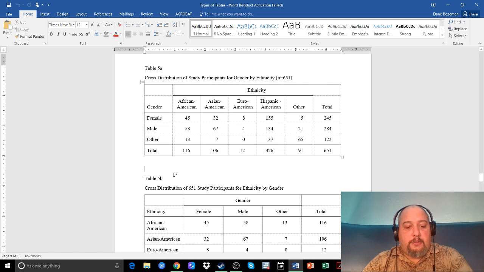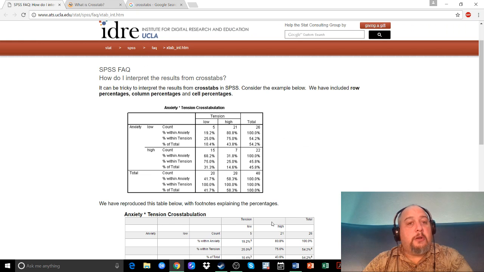If we go to the internet, here's a perfect example of what I'm talking about. Someone obviously was doing some sort of study between anxiety and tension. And I don't know how they measured it. I don't know how they identified someone with low or high anxiety or tension, but they did. They had a total of 48 individuals, and they were able to show here's 5 that have low anxiety and low tension, 21 have low anxiety and high tension, and so on and so forth.